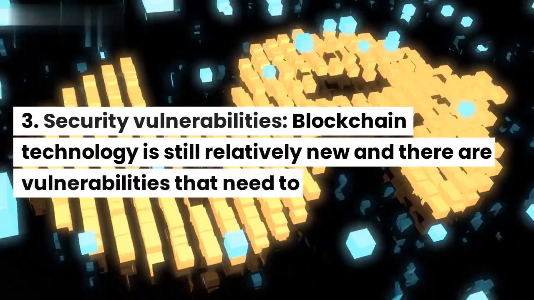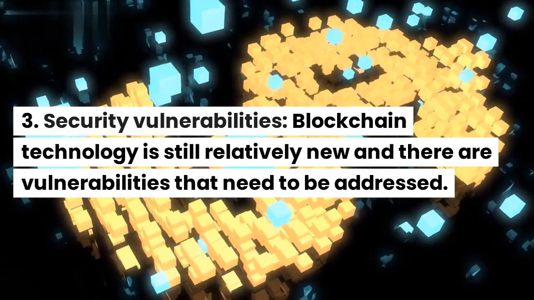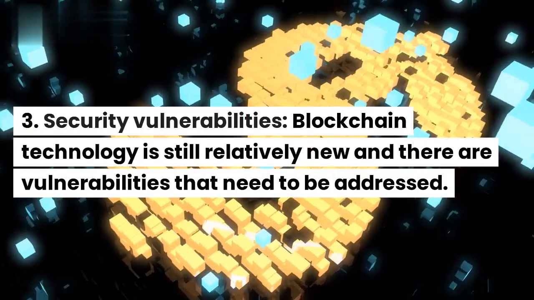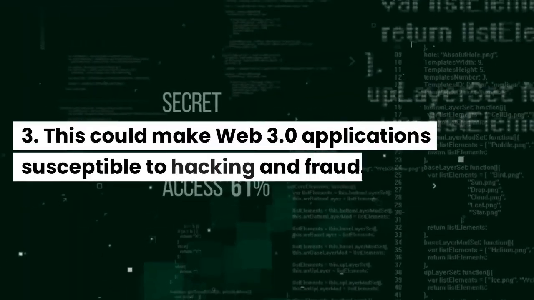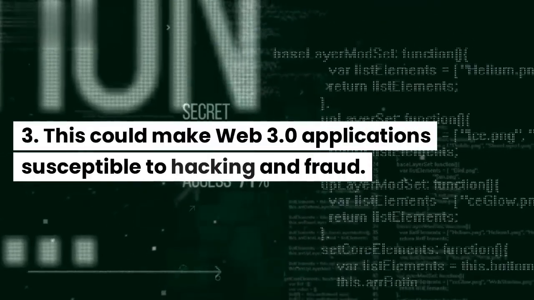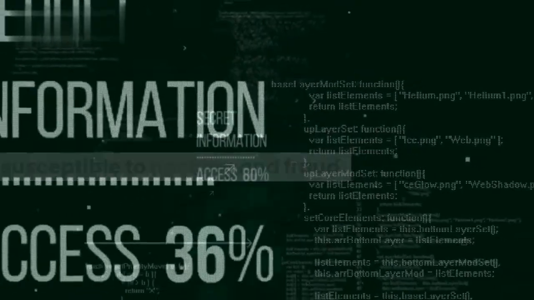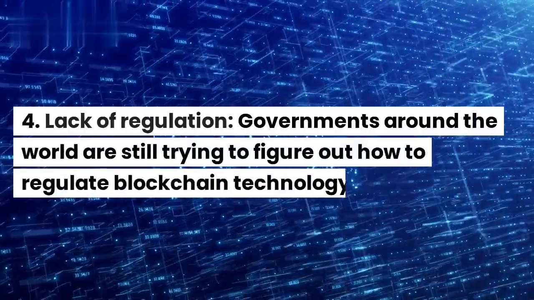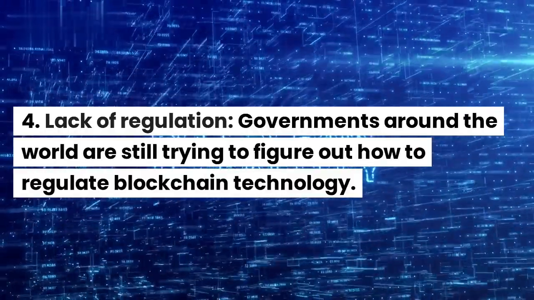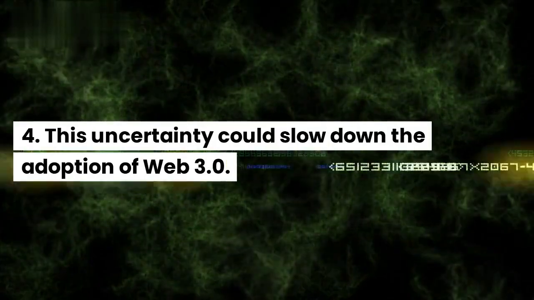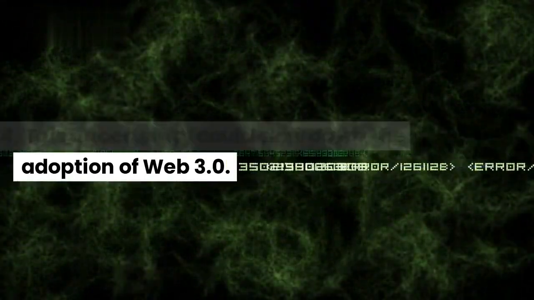3. Security vulnerabilities. Blockchain technology is still relatively new and there are vulnerabilities that need to be addressed. This could make Web 3.0 applications susceptible to hacking and fraud. 4. Lack of regulation. Governments around the world are still trying to figure out how to regulate blockchain technology. This uncertainty could slow down the adoption of Web 3.0.